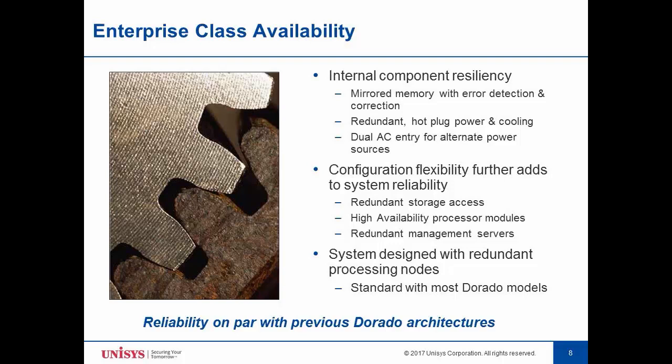It starts with internal component resiliency, things like mirrored memory and RAID disk. We have multiple power supplies and redundant power inputs that are part of the overall system design. It goes on beyond the individual components to the high availability and redundant features that are part of the major processing elements for ClearPath Forward systems. And of the 7 systems that we'll be talking about today, 6 of them have been designed specifically with the highest levels of availability that we can manage.